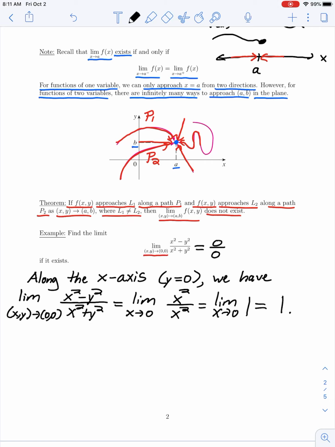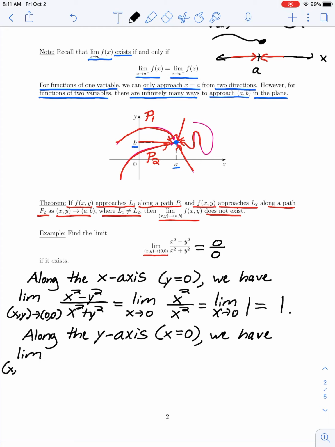Now let's consider what happens with our function if we approach (0,0) along a different path. So let's consider approaching the origin along the y-axis, which is the line defined by x equals 0. So in this case, the limit of our function as (x,y) approaches (0,0) would be given by negative y squared over y squared.